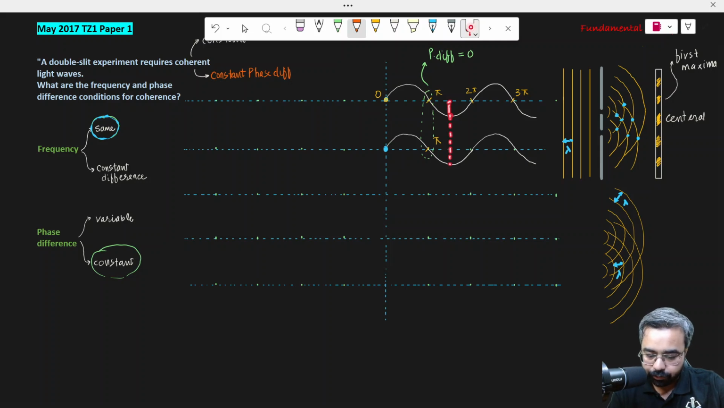Even if you take a phase difference at that point, what is the phase at that point? It is obviously 1.5 pi. Here we have 1.5 pi. So when you take the difference, we will have once again 0 phase difference.